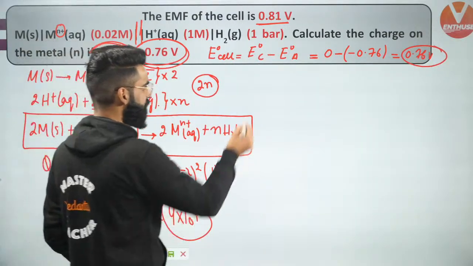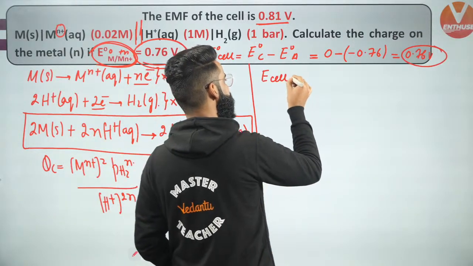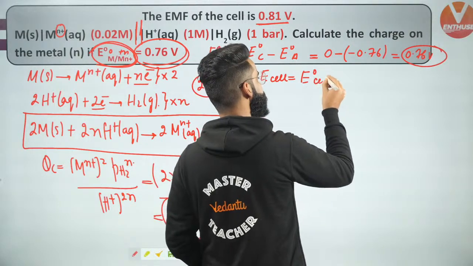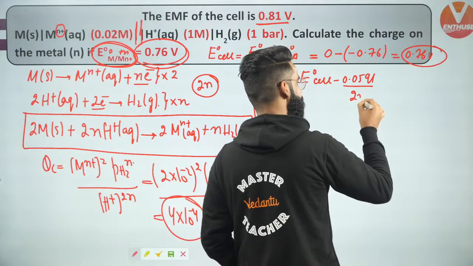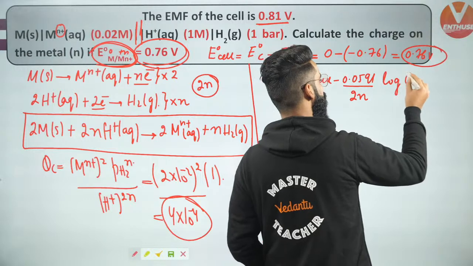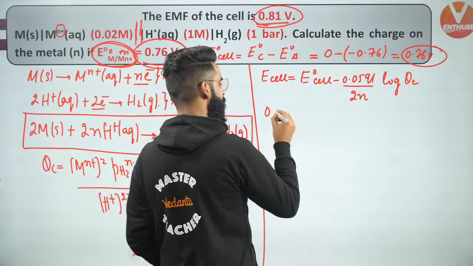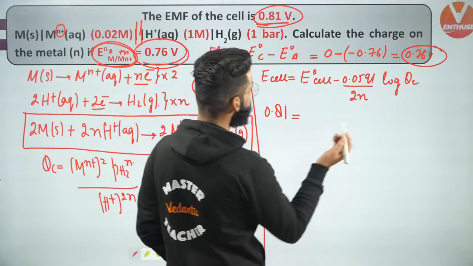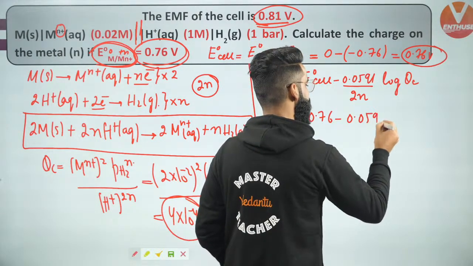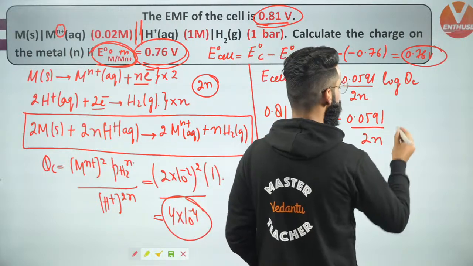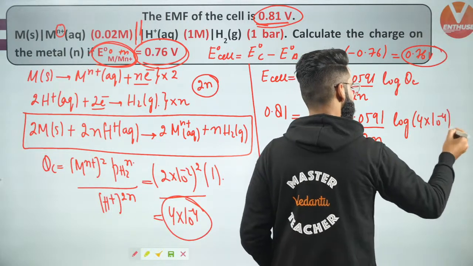I know the value of electrons exchanged, so I'll be using everything in the Nernst equation. E cell is equal to E naught cell minus 0.0591 divided by, is it n or 2n? It's going to be 2n right now, times log of QC. The EMF of the cell is given to me as 0.81 volts, so 0.81 is equal to the E naught cell value, 0.76, minus 0.0591 divided by 2n, log of QC. QC is 4 into 10 to the power minus 4.